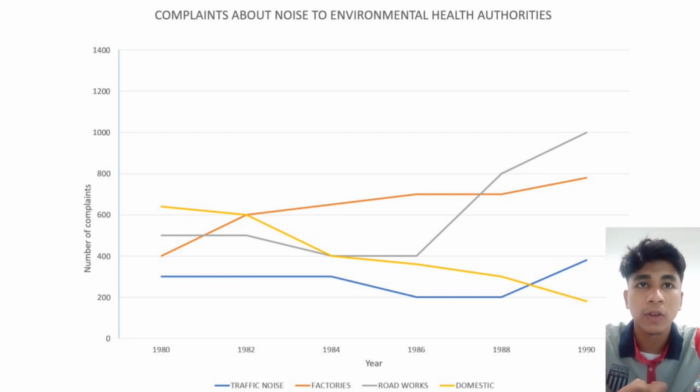Next, the roadworks complaints remained constant from 1918 to 1982 and decreased until 1984. Then, rose sharply from 1986 to 1919. And the last one is the yellow line, which is the domestic. The domestic complaints show a steady decline from 1918 to 1919.